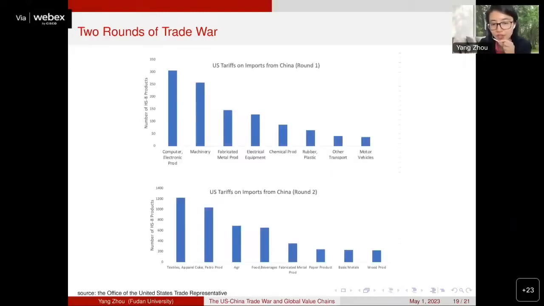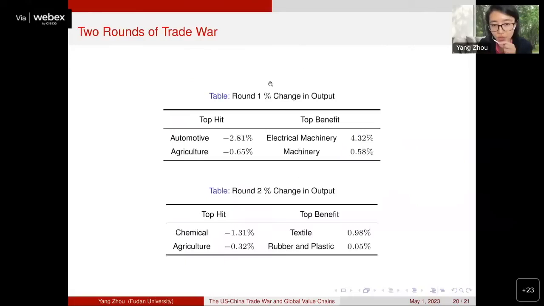This graph shows the goods that were targeted in the 2 different rounds of the trade war, and this shows the industries that were hurt the most and benefited the most in the first round and the second round of the trade war.